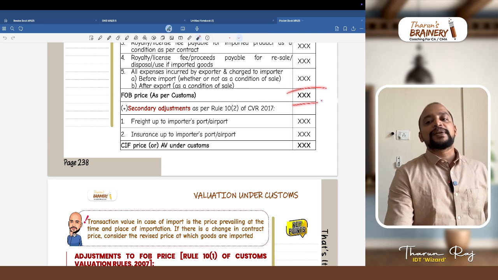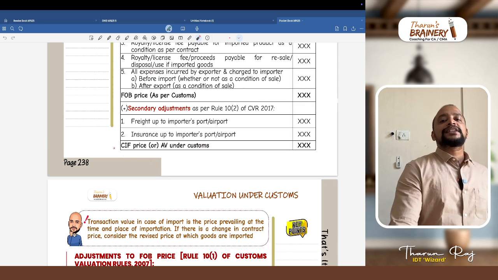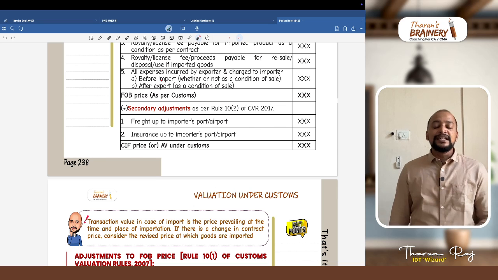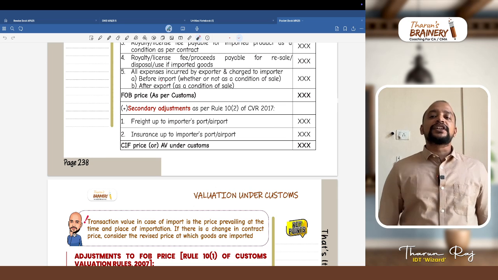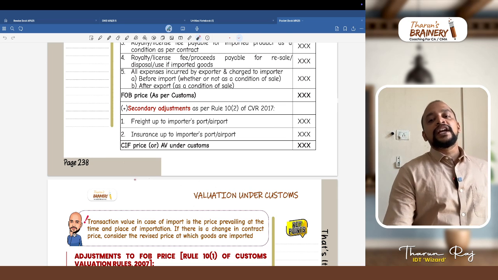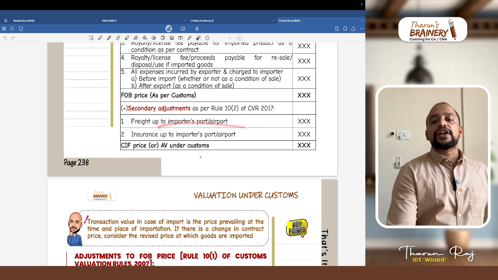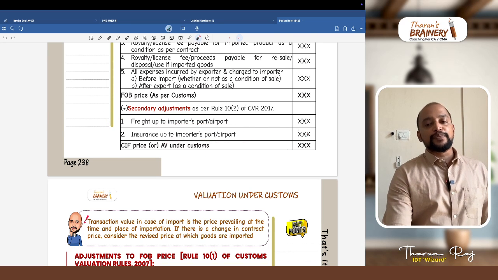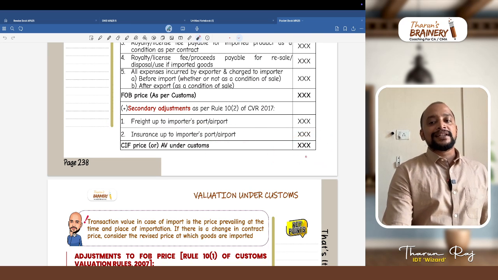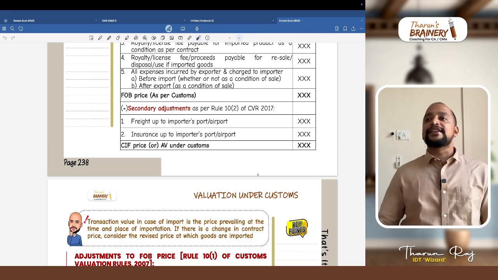Now you will get FOB price as per customs. To this FOB price as per customs, we need to do secondary adjustments. Those secondary adjustments will be as per Rule 10 sub Rule 2. So two adjustments only, that is freight up to importer's port or airport and insurance up to importer's port or airport. Now you will get CIF price or assessable value under customs in case of import.